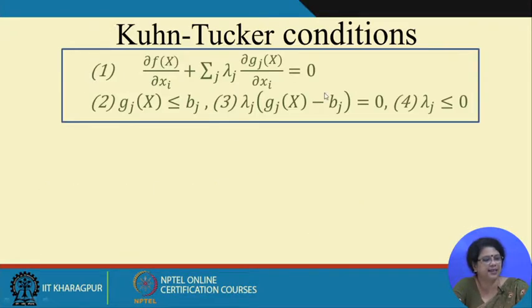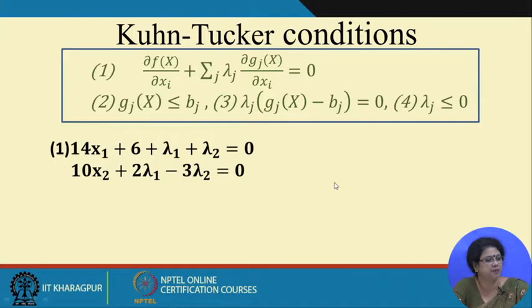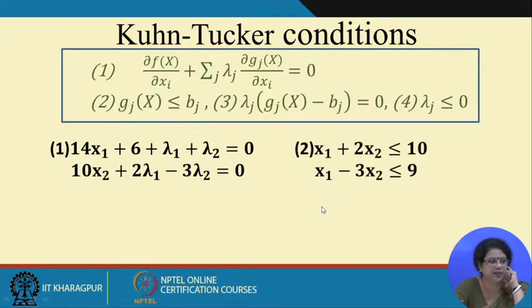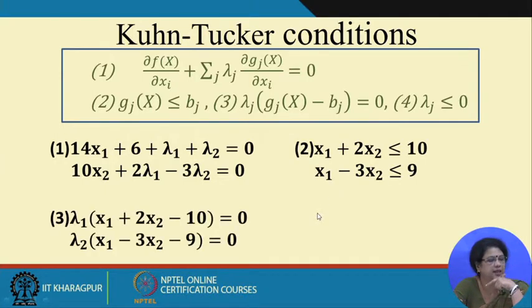Then these are the KKT conditions, because this is the optimality condition, this is the feasibility condition, this is the complementary slackness property and this is the lambda condition. If we substitute all these things together, from the first set we will get this equation, and how many equations and how many unknowns?